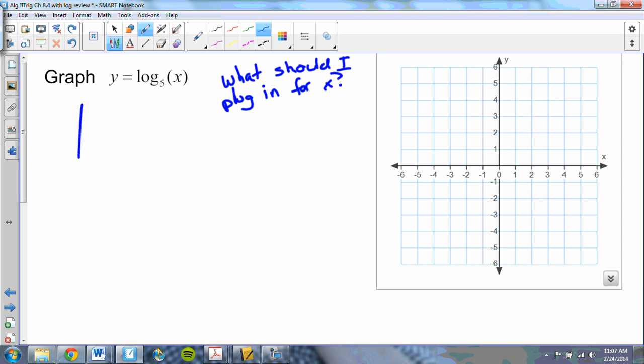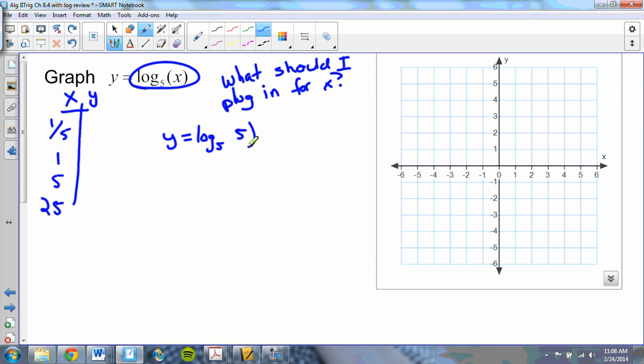Well, remember that with logs, this here is really saying 5 to what power is x? So I want to worry about powers of 5. I'm going to plug in powers of 5, like 1/5, and 1, and 5, and I can think about 25. I can't graph 25 on my graph, it's too big, but I can still think about how it's going to work. So here's what I mean. If I plug a 5 in for x, five to what power is 5? 1. So this just equals 1. That means that the y value is 1. So this is the point 5, 1.